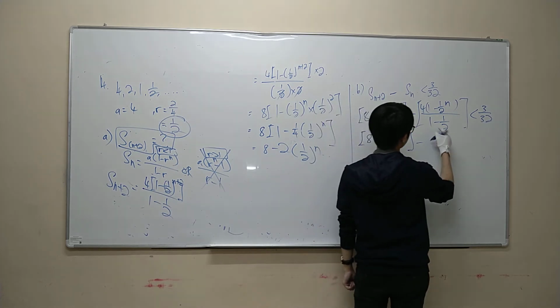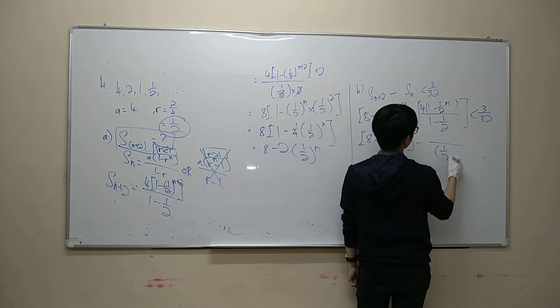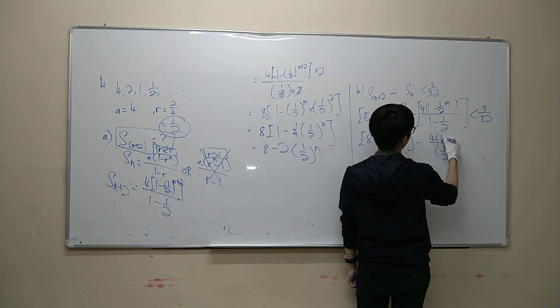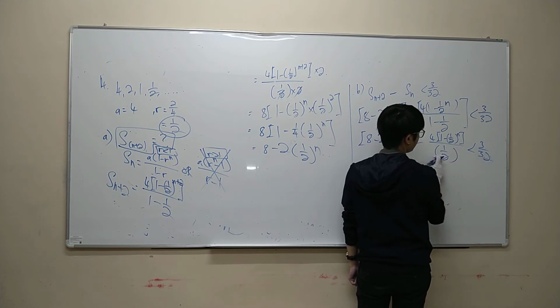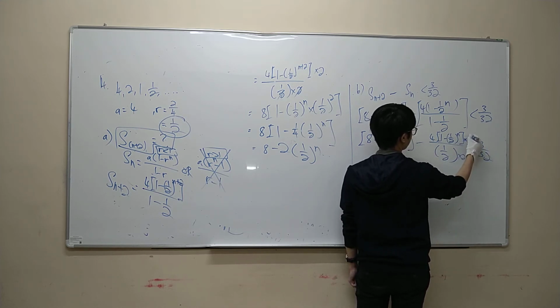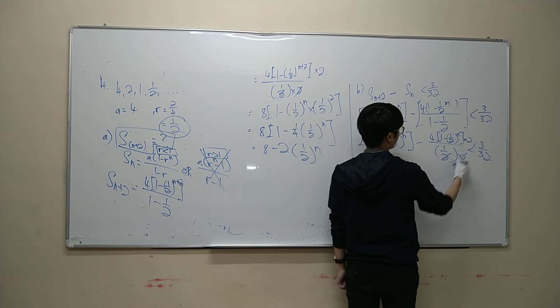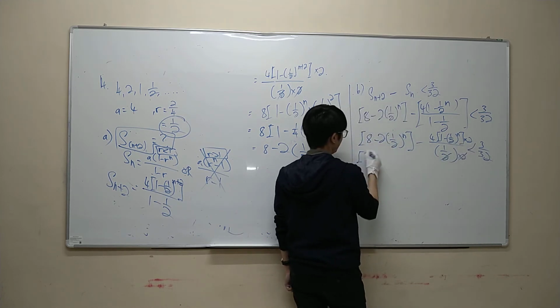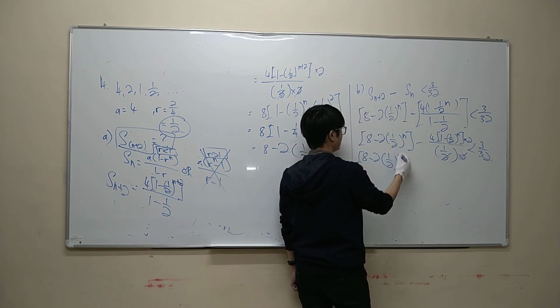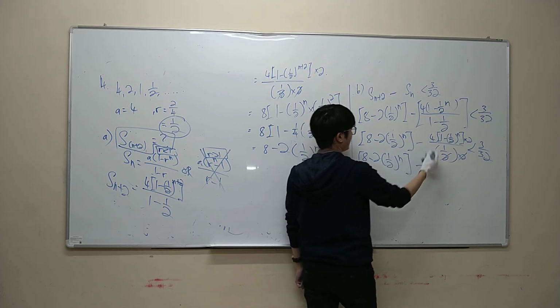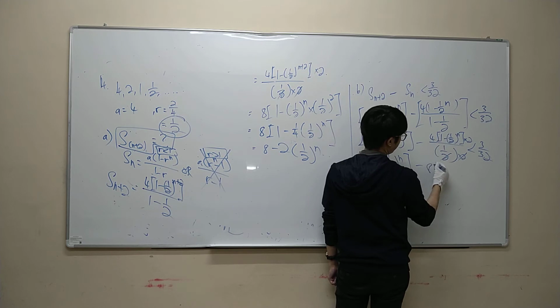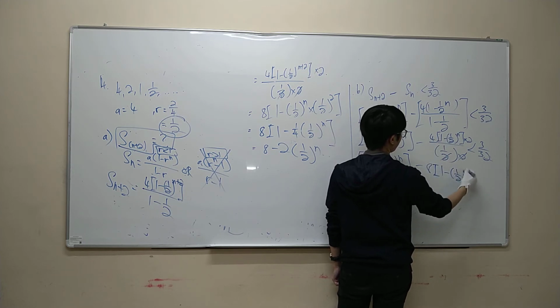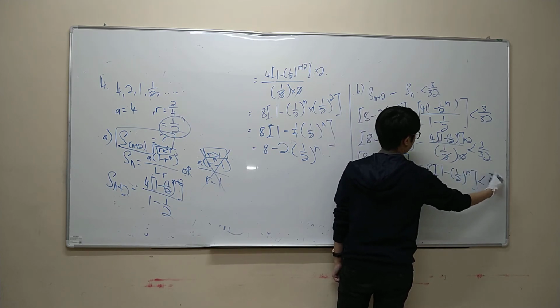Here, what is 1 minus 1 over 2? 1 over 2 also. So here is 4 bracket 1 minus 1 over 2 power n, smaller than 3 over 32. Same thing, the 2 here I can cancel, 4 times 2 becomes 8. So 8 minus 2, 1 over 2 power n, minus 4 times 2, which is 8, bracket 1 minus 1 over 2 power n, smaller than 3 over 32.